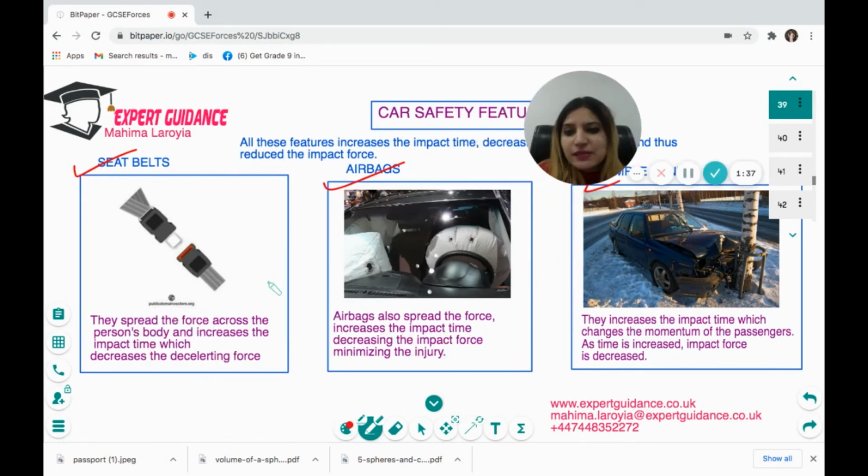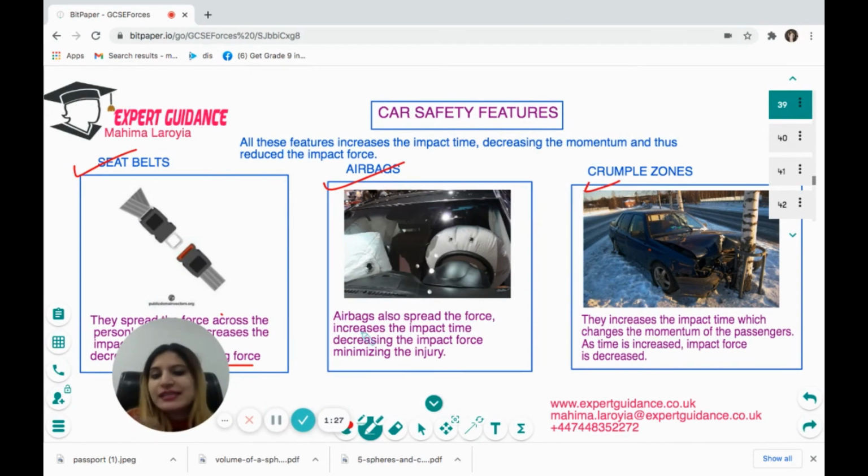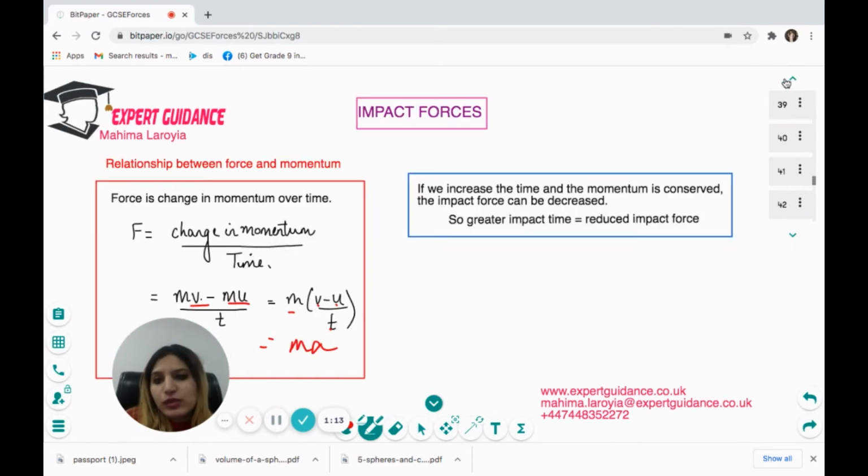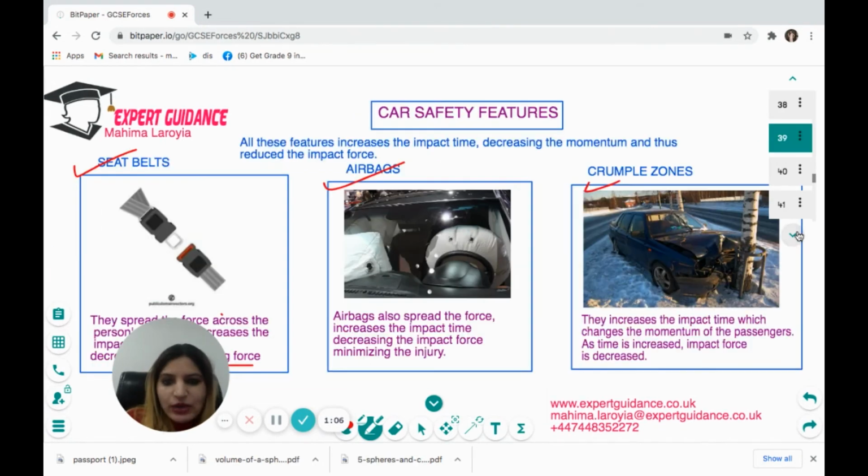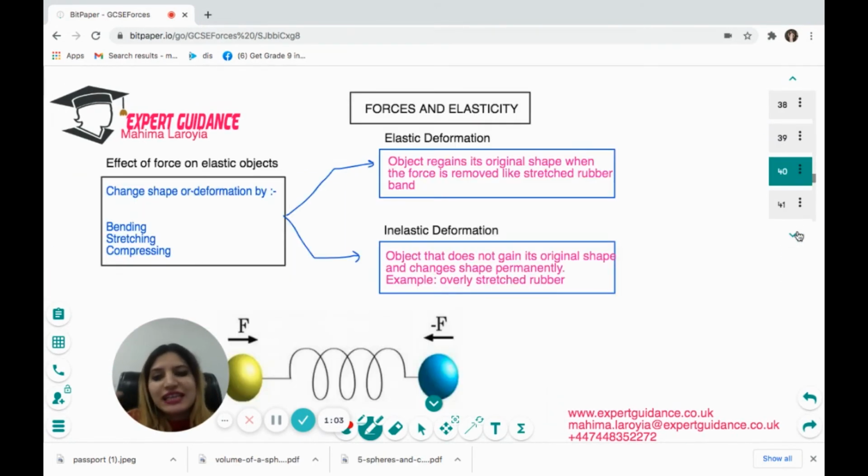When we wear the seat belts, they spread across the person's body and increase the impact time, which decreases the decelerating force. The airbag also spreads the force, increases the impact time, and decreases the impact force, minimizing the injuries. The crumple zone also increases the impact time, which changes the momentum of the passengers. As the time is increased, the impact force is decreased, because force is change in momentum over time. If you increase the time, then the force will go down, and that will prevent you from getting injuries.